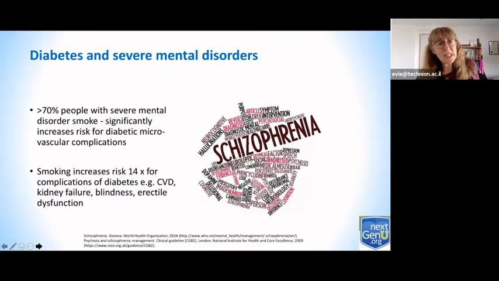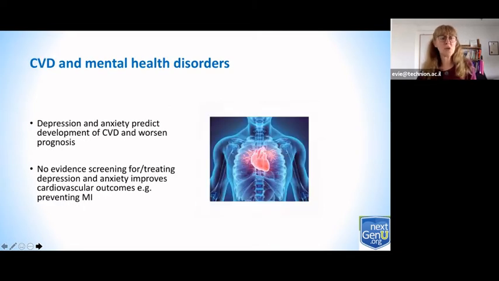And more than 70% of people with severe mental disorders smoke as well, and that significantly increases the risk for diabetic microvascular complications. And similarly, smoking increases the risk 14-fold for complications of diabetes. So we're talking about cardiovascular disease, kidney failure, blindness, erectile dysfunction, and so on. So let's go on to cardiovascular disease and mental health disorders.